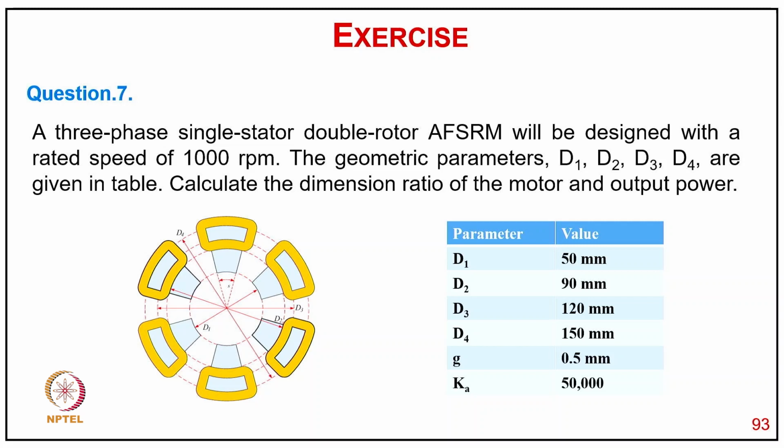Question 7: a three-phase single-layer double-rotor axial flux reluctance motor is to be designed with a rotor speed of 1000 rpm, and geometry parameters d1, d2, d3, d4 are given in the table. Calculate the diameter ratio of the motor and the output power. Where d1 is 50 mm, d2 is 90 mm, d3 is 120 mm, d4 is 150 mm, g is 0.5 mm, and k is equal to 50,000.